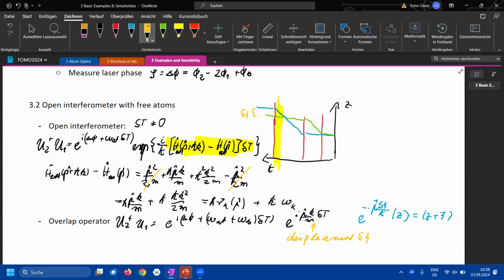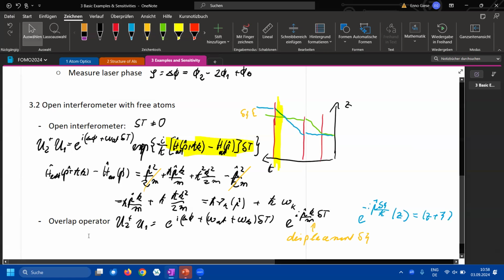And so when we now calculate the scalar product in position representation, we won't do that, but it could be done.